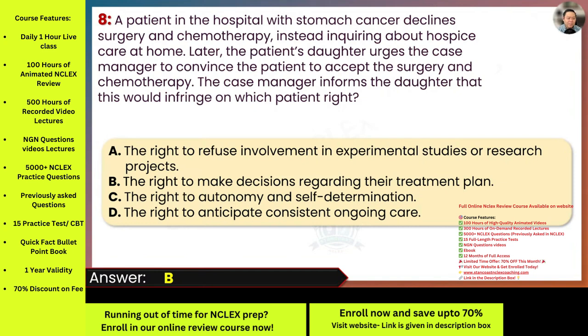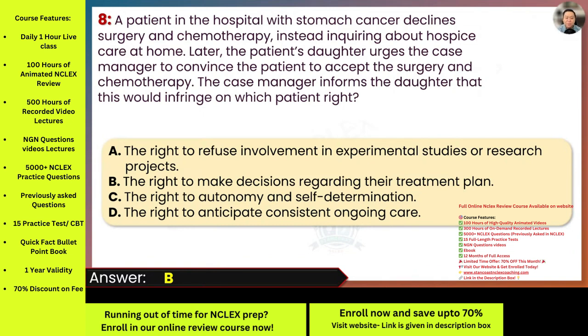Now, what about letter D, the right to anticipate consistent ongoing care? Why is this wrong? Well, this right ensures continuity of care during the transition period, such as transferring a patient or discharging a patient from hospital to home, or a doctor-to-doctor referral. But the patient has not entered hospice care yet. So continuity of care isn't the issue in this question. The real issue is treatment refusal, not whether the care will remain consistent. The patient's concern is treatment choices, not care continuity. And so this is supposed to be discarded.